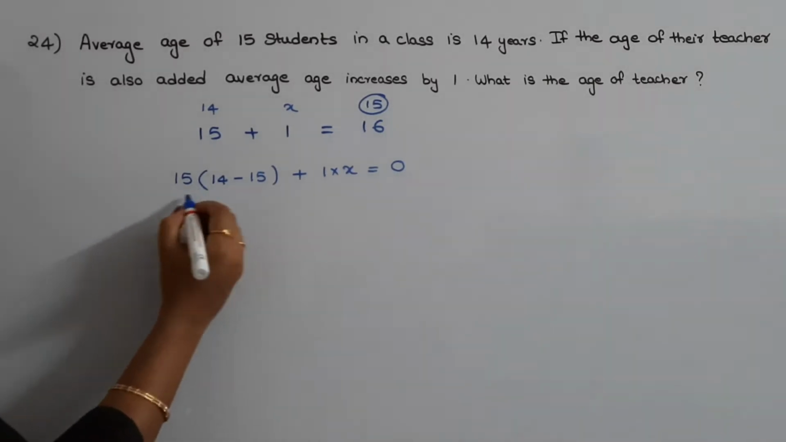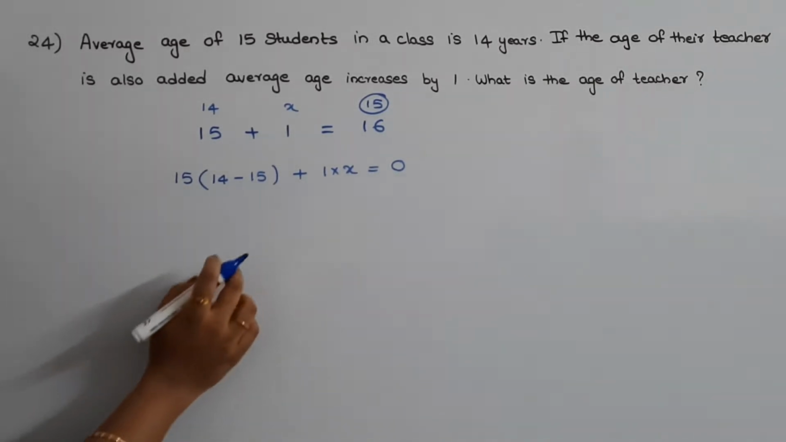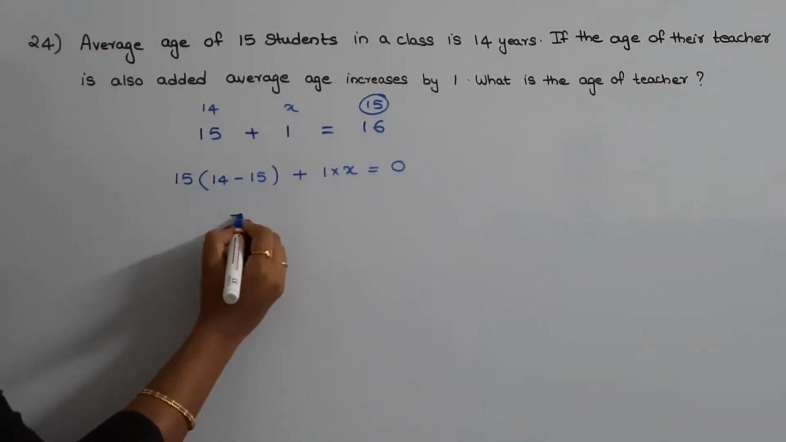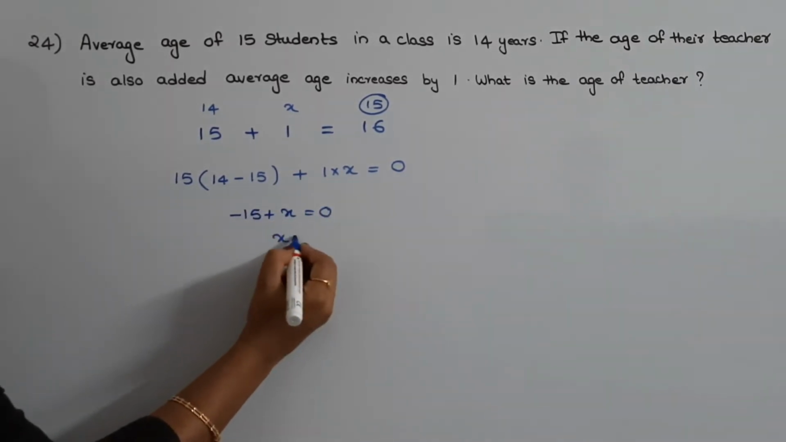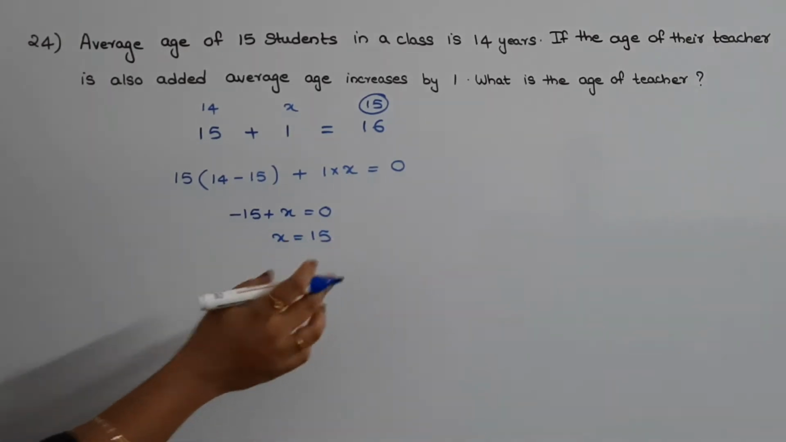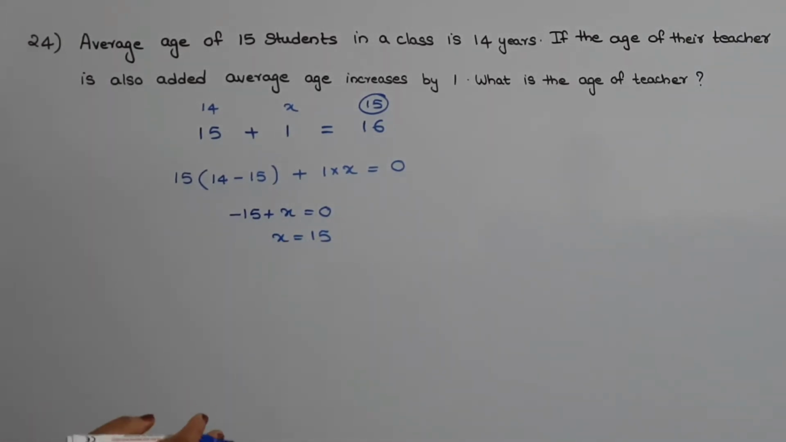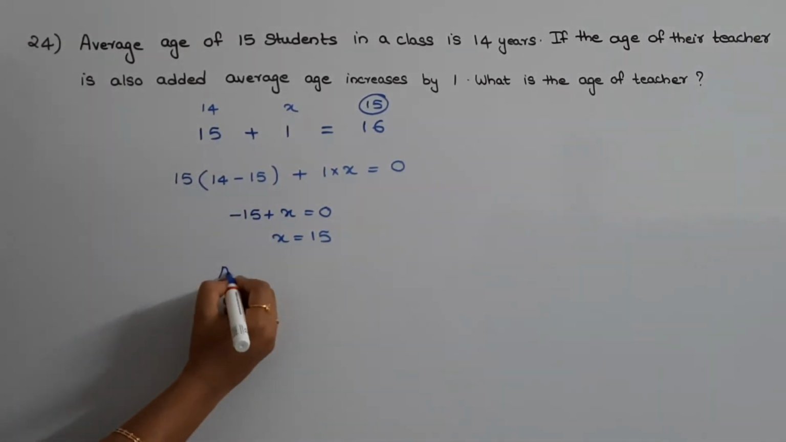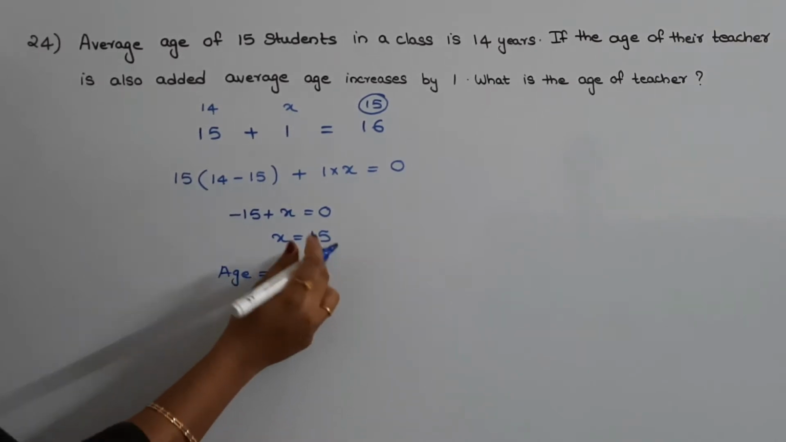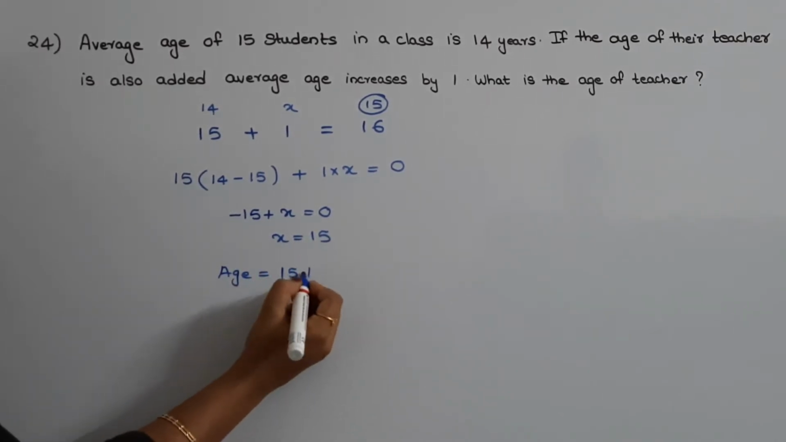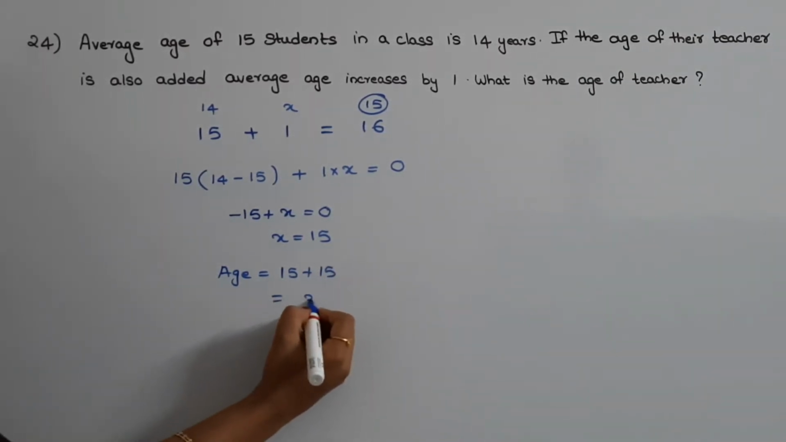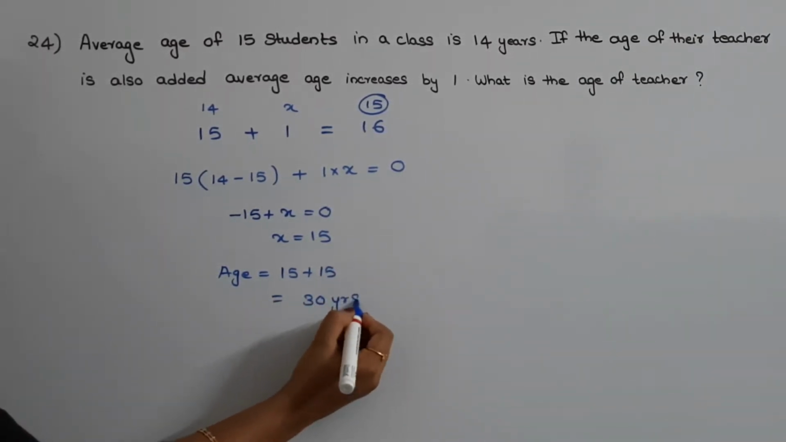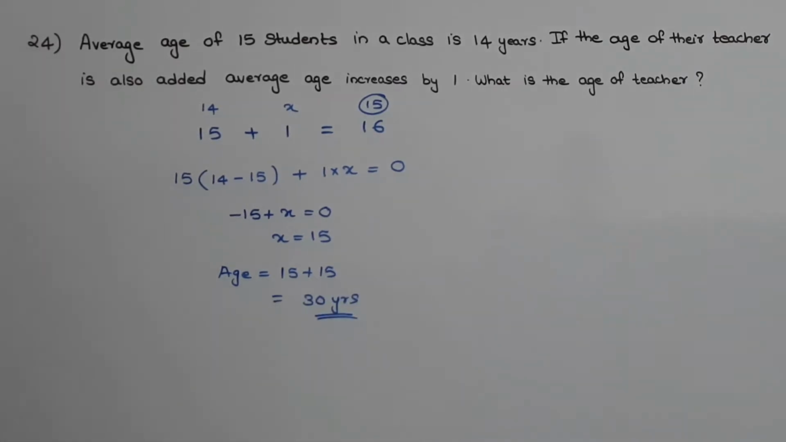Okay. So on solving this, we will get the value of X. So this is minus 15 plus X is equal to 0. So from this, X value will be equal to 15. So this is the increase in the value. So what will be the age of teacher? Age of teacher will be equal to this 15 plus reference value, that is 15. So this will be equal to 30 years. So the age of teacher will be 30 years.